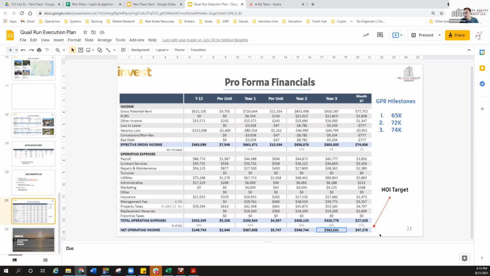And here's the milestones, right? Here's the gross potential rent milestones that their leasing team needs to achieve. And here's the NOI that as a business, this asset needs to achieve in order to stay on the business plan. So that's what we go over. That is the execution plan.